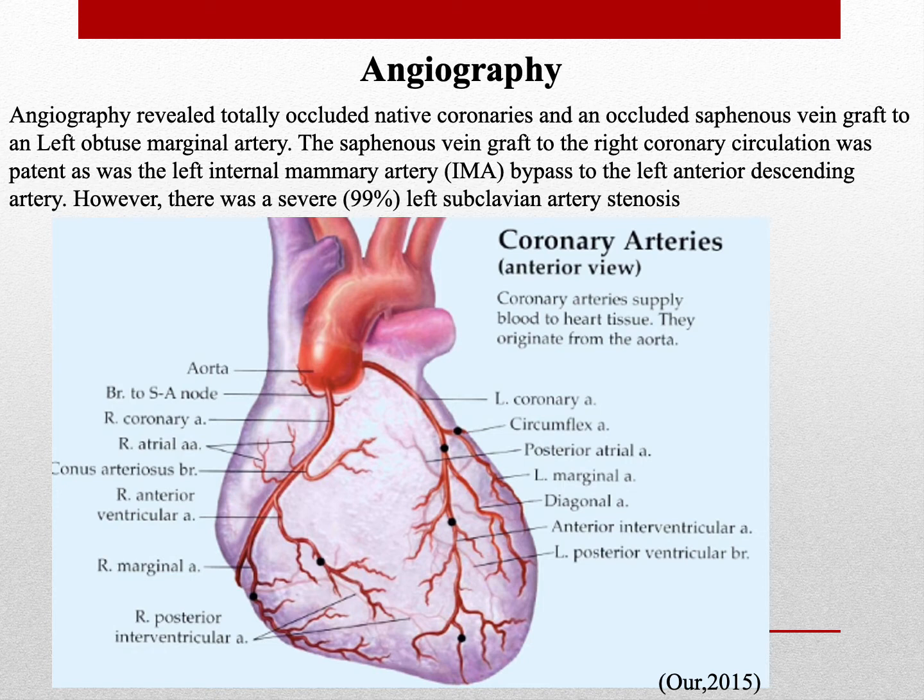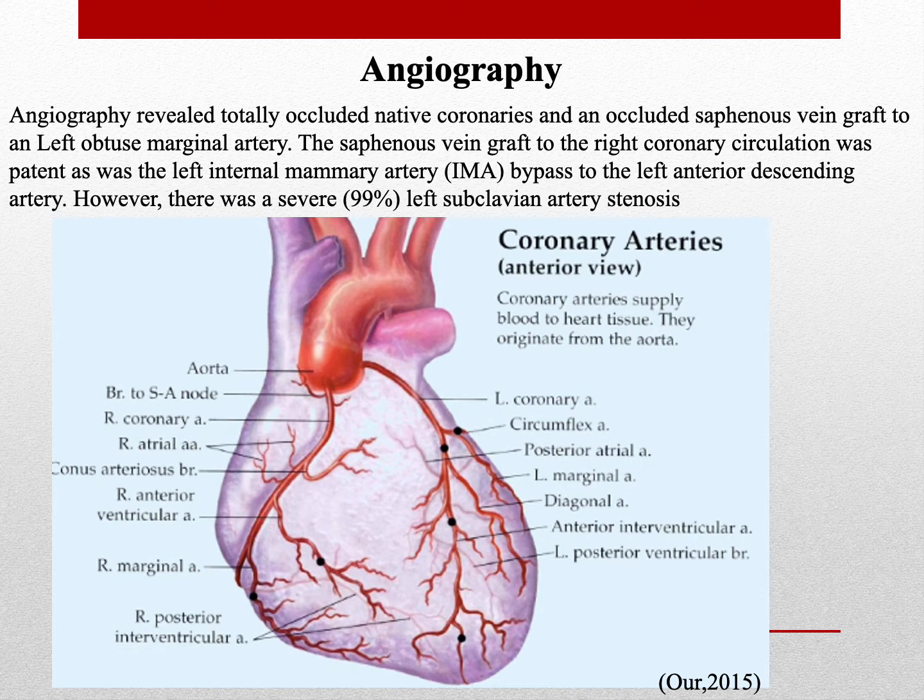On this woman, her angiography revealed totally occluded native coronaries and an occluded saphenous vein graft to the left obtuse marginal arteries. Those could be old from her past MIs because we know that she has bypasses and grafts all over. And the angiography showed the saphenous vein graft to right coronary circulation was patent, as was the left internal mammary artery.